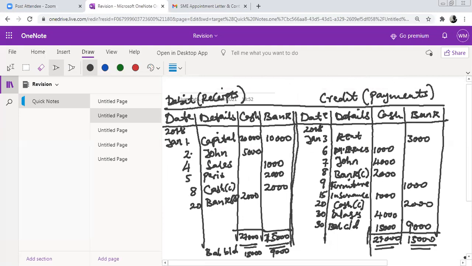Any question as far as the two column cash book is concerned? Anybody with a question? Yes, I have a small question. Yes, please ask. How do you treat electronic cash transfers or even these M-Pesa transfers that I talked about earlier? Is it treated as cash because it hits the bank account immediately? How do you treat this?